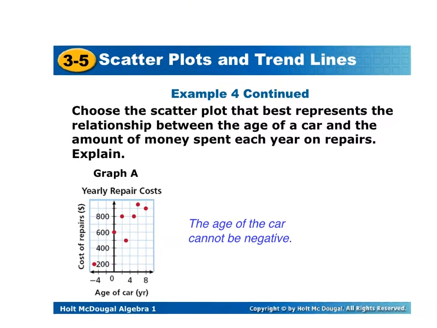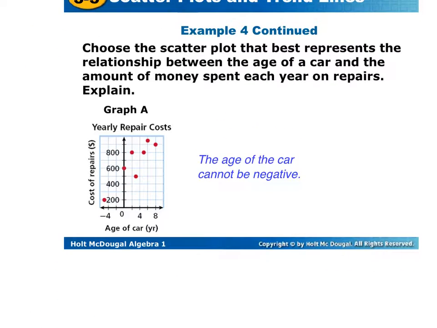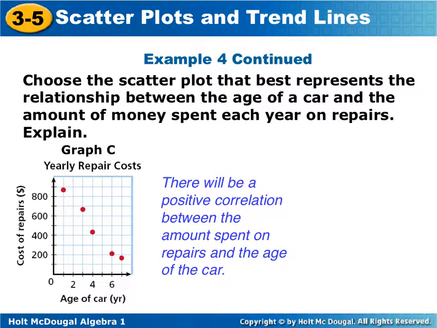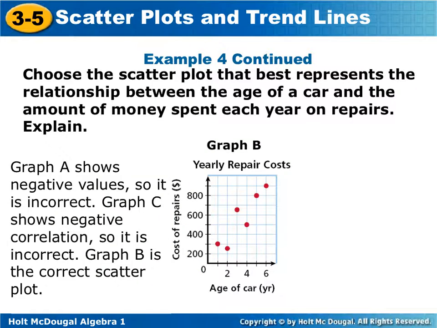Here they're showing age of the car can't be negative. We can't have a car that's negative 4 years old. So that's why we got rid of graph A right away. Graph B is showing positive values and a positive correlation, so it could represent it. And then they did check out graph C, but this one doesn't really correlate, so it's wrong. So the correct answer is graph B.